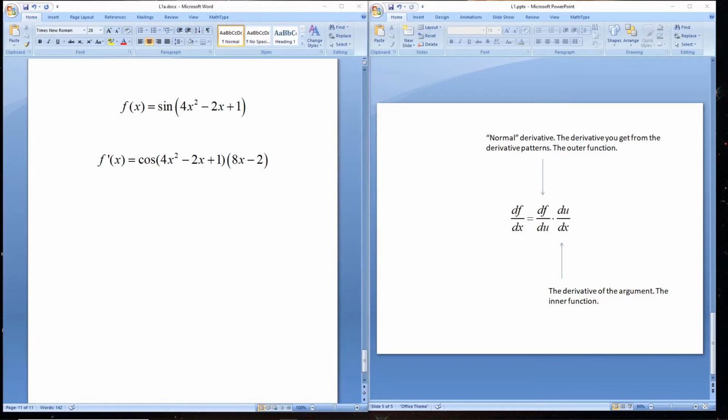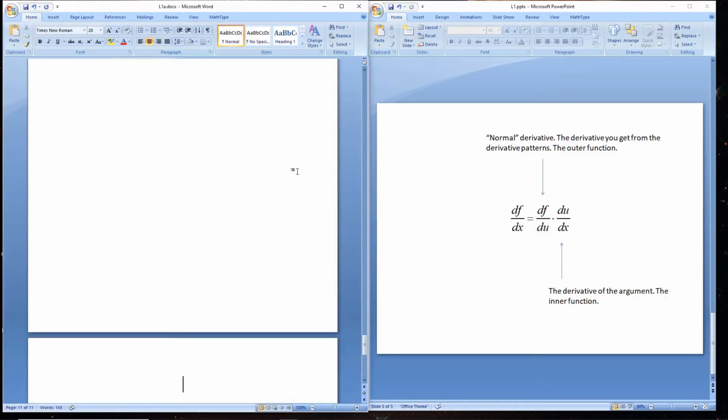So, let's try another one. How about the natural log of tangent x? Now again, the first thing you want to identify are what functions do you see? You see a log function, so we're going to need that derivative pattern, and we see the tangent function, and we're going to need that derivative pattern.